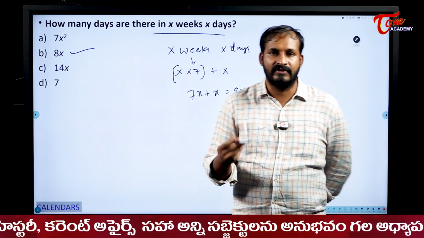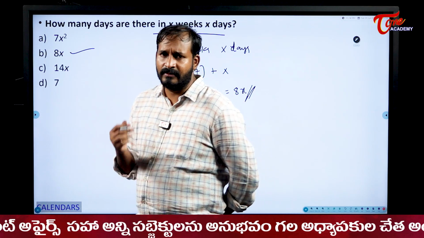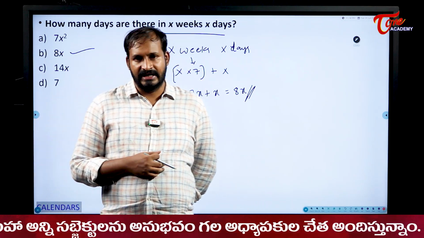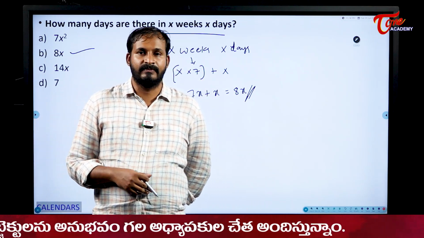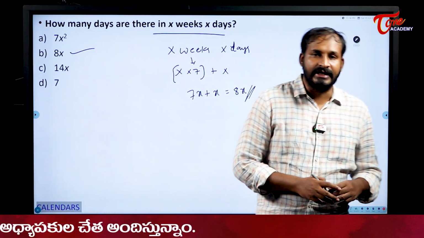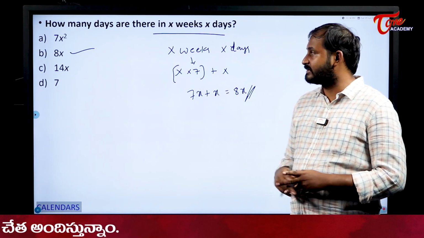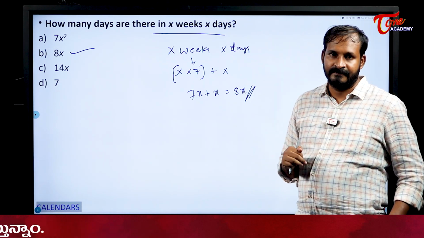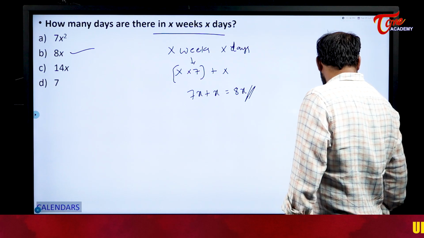See here, students, sometimes they will also use a variable such as A. A weeks, A days. Okay, P weeks, P days. Whatever it may be, the concept remains the same. It becomes 8x or 8a or 8p, whatever it is. This is one of the most frequently asked questions. Next one.